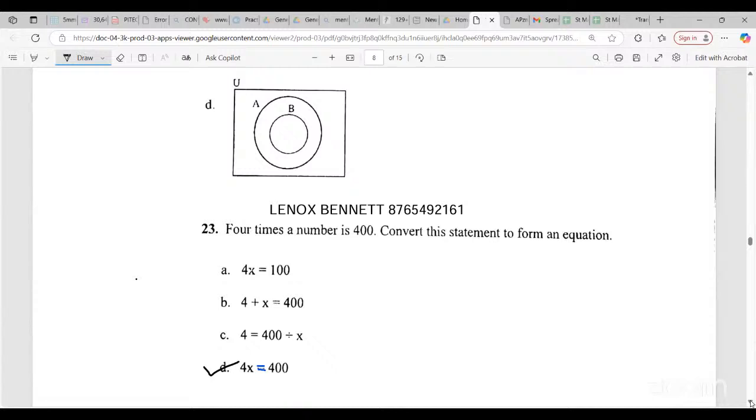So you see why it couldn't be A, right? Yes, because the result is not 400. He said the number is 400. A might be confusing for some persons who may not know the rule that 4x means 4 multiplied by a number. So they may select A, but actually the answer would be D.